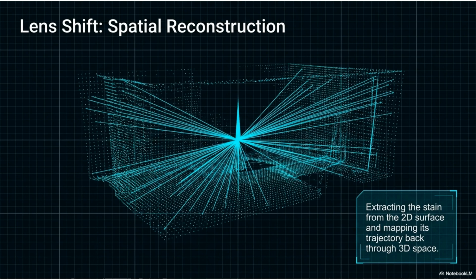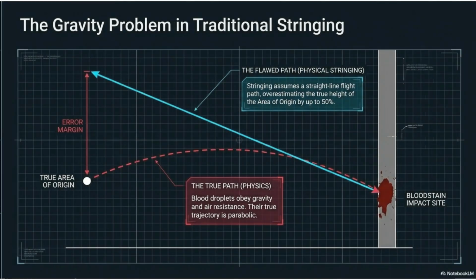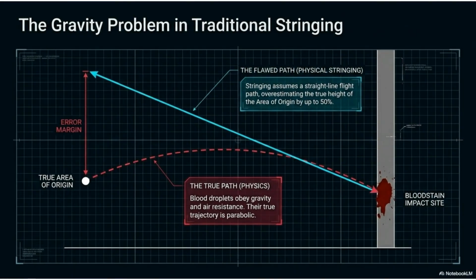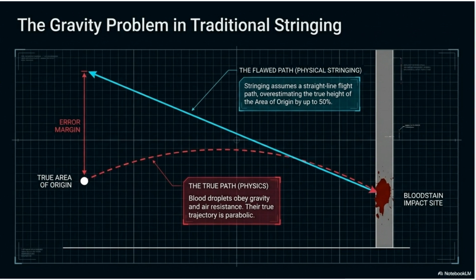Spatial reconstruction, another lens shift, involves extracting the stain from the 2D surface and mapping its trajectory back through 3D space. This is critical for accurate origin determination. Traditional stringing methods suffer from the gravity problem, assuming a straight-line flight path. This overestimates the true height of the area of origin. The true path is parabolic, obeying gravity and air resistance.